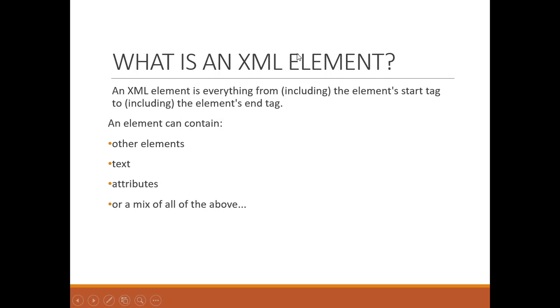So what is an XML element? An XML element is everything from including the element's start tag to including the element's end tag. An element can contain other elements, meaning other elements can be within an element. So that's what we call an element. It can be text, it can be attributes, or it can be a mix of all the above: elements, text, and attributes. That's what makes up an XML element.